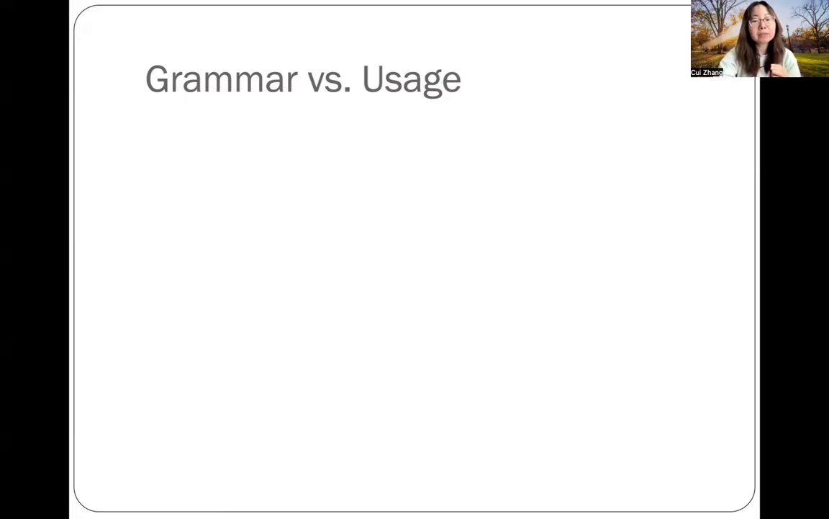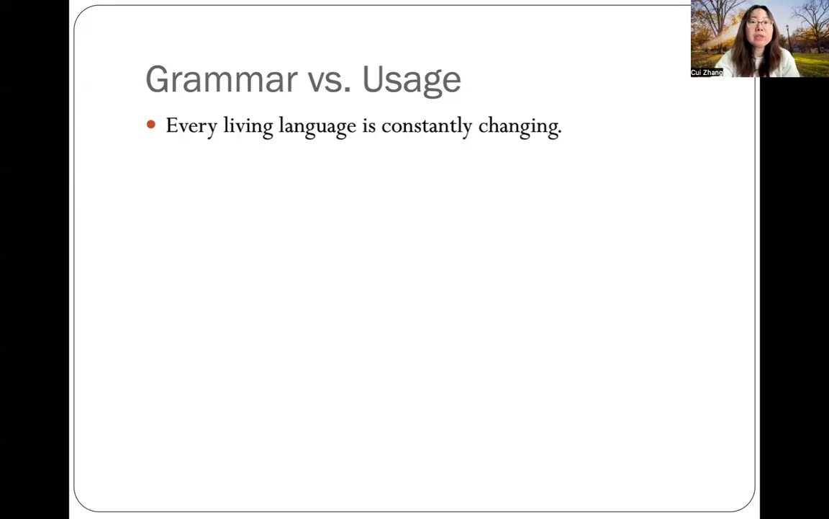There are just a bit of information and concepts left in chapter one that I'm going to go over today. One is grammar versus usage. Every living language is constantly changing, and that's what makes language beautiful. Because people use it, people can change it. The only language that doesn't change are dead language when people are not really using it.